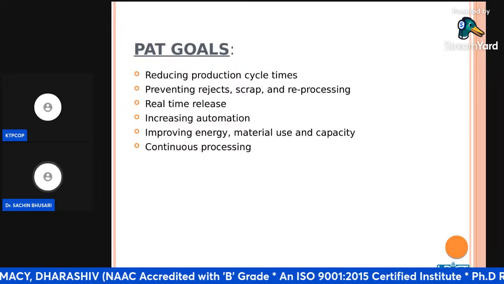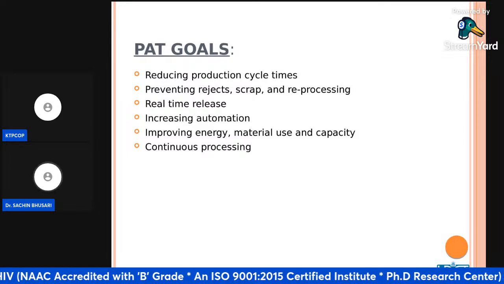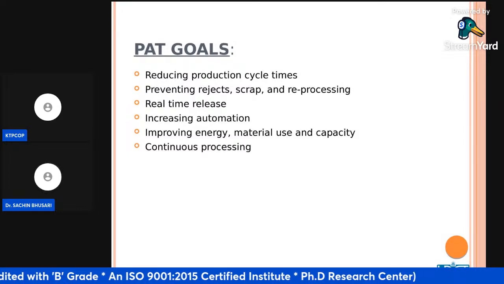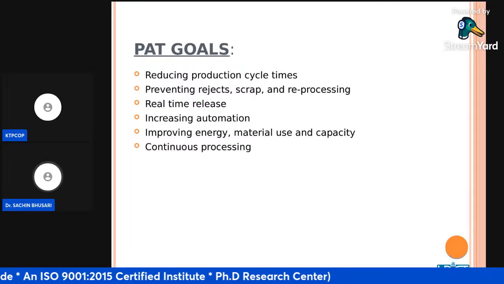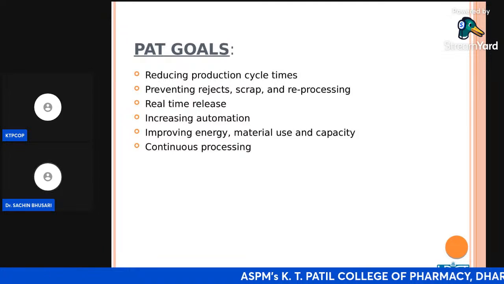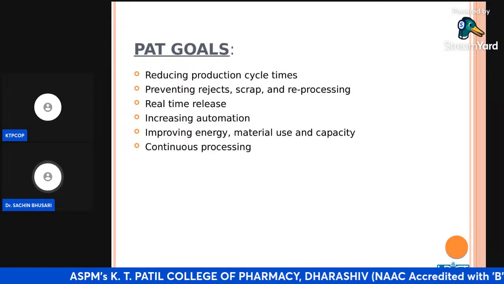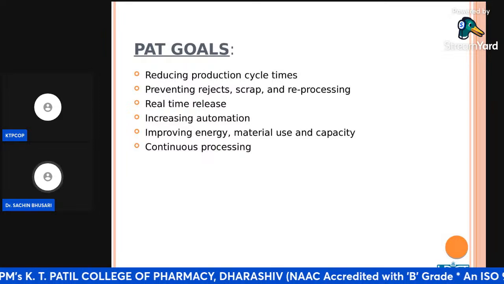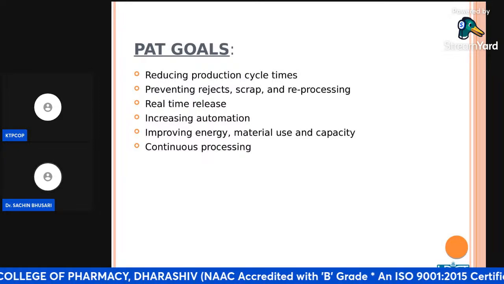Automation is quite possible by using PAT. So another goal of PAT is automation. Now, the fifth goal is improving energy, material use, and capacity. Basically, if you reduce the scrap, rejects, and reprocessing, definitely you are utilizing the energy as well as material very effectively. 100% input can be converted into 100% output.